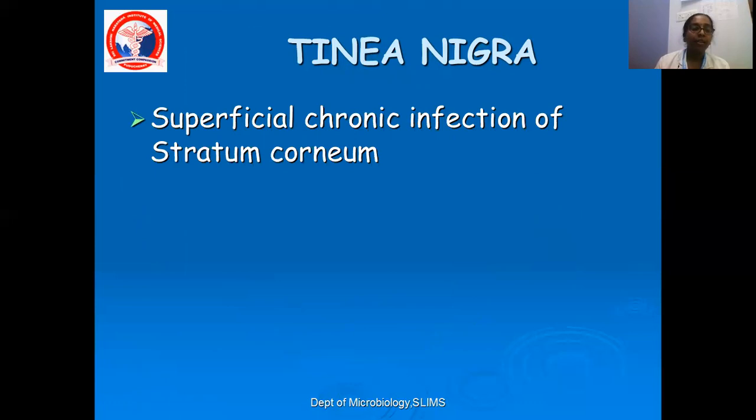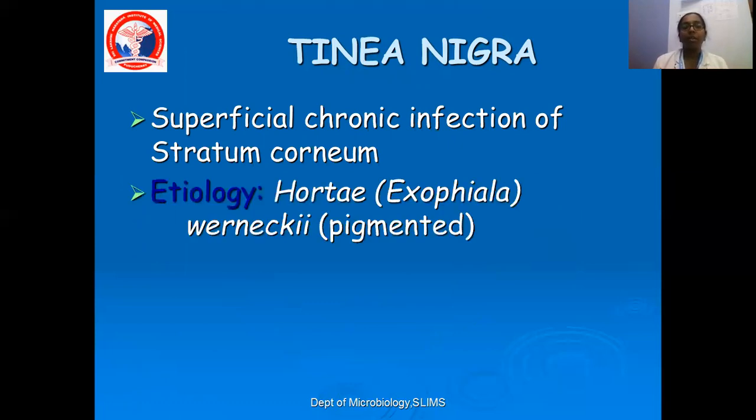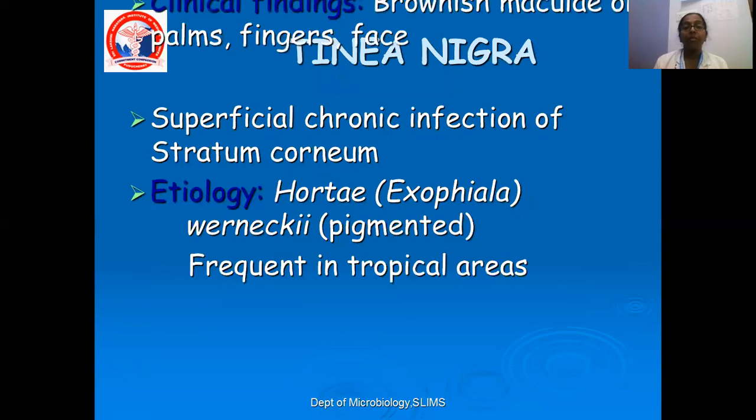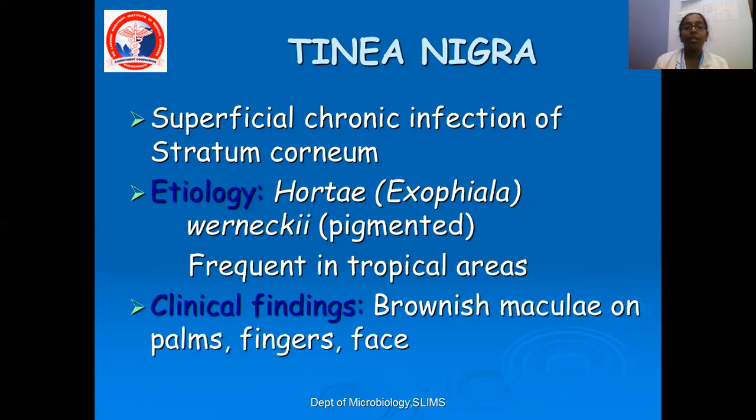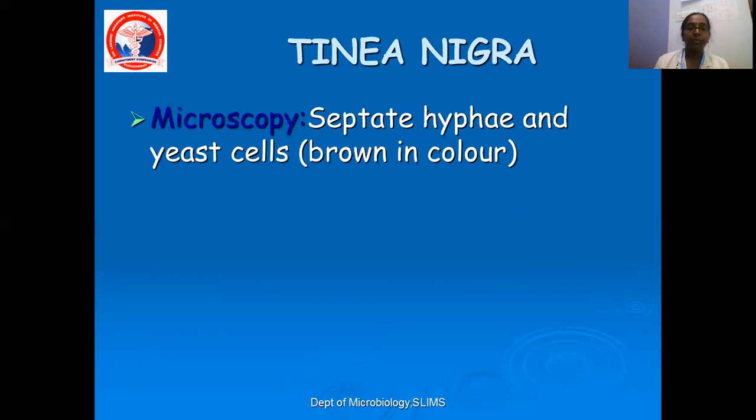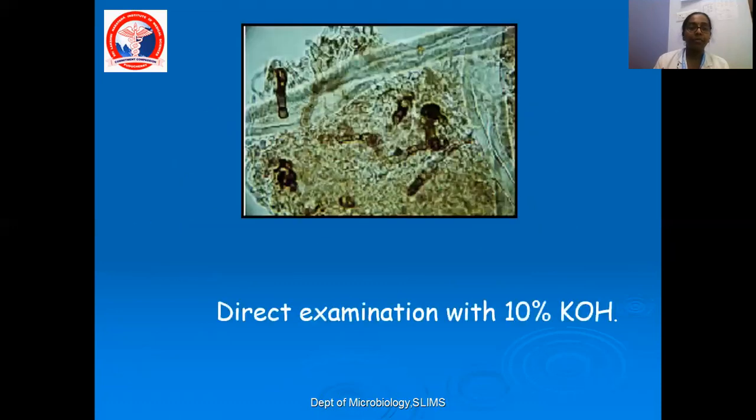So tinea nigra. Tinea nigra is a superficial chronic infection of the stratum corneum. It is caused by Hortaea werneckii. It is frequent in tropical areas. It presents as brownish macules on the palms, fingers, and face. There are septate hyphae with yeast cells. Direct examination with KOH mount can be done.